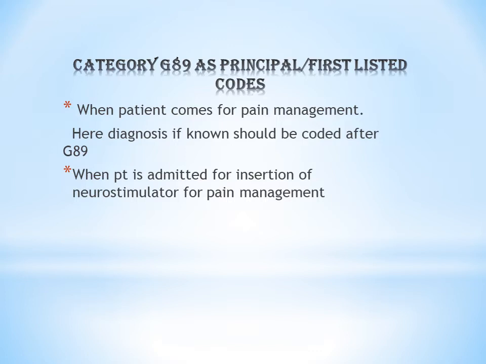Next one is when a patient is admitted for insertion of a neurostimulator for pain management. If the reason for admission is insertion of a neurostimulator, that is also for pain management. So basically, if the reason is pain management, then you have to code G89 as the first listed code.